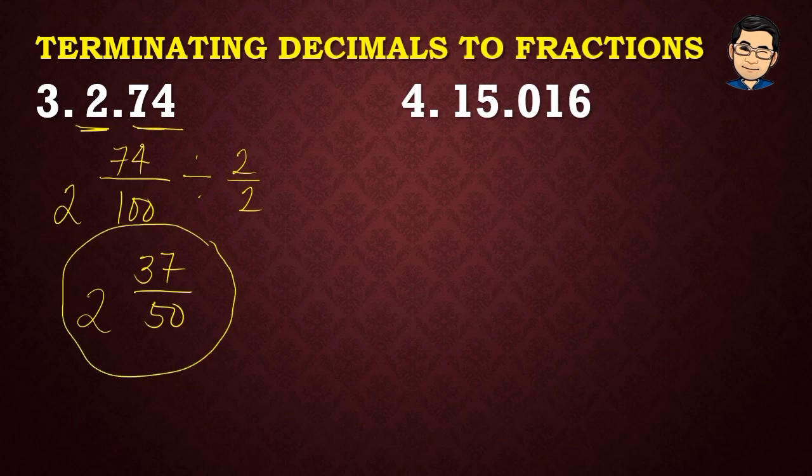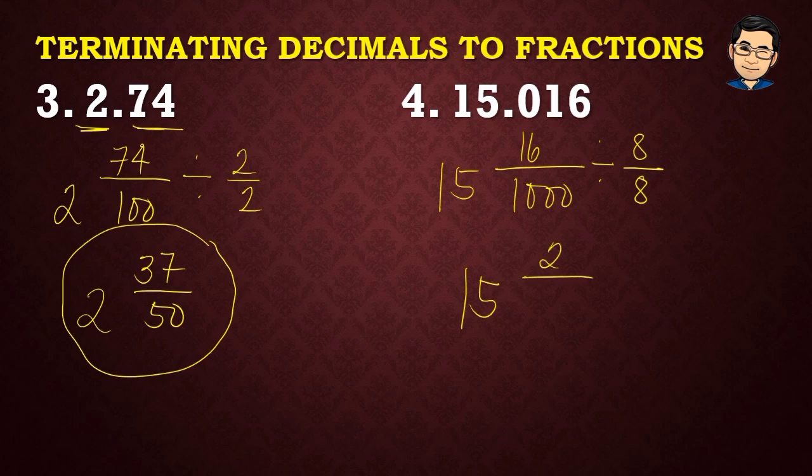Next, 15.016, or read as 15 and 16 thousandths. So, ganito siya isusulat, 15 and 16 over 1,000. Okay. And then, we simplify 16 over 1,000 kasi ang greatest common factor nila ay 8. So, 16 divided by 8, that is 2. And then, 1,000 divided by 8, that is 125. So, our final answer will be 15 and 2 over 125.